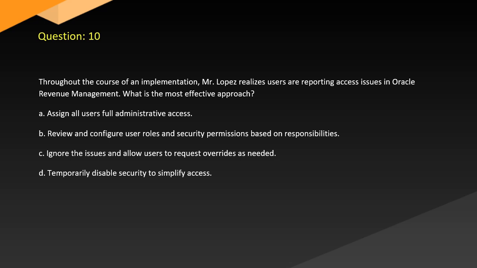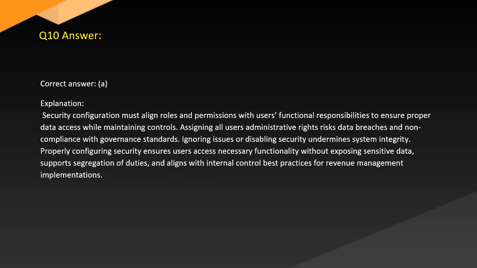C. Ignore the issues and allow users to request overrides as needed. D. Temporarily disable security to simplify access. Answer. Correct answer. A. Explanation.